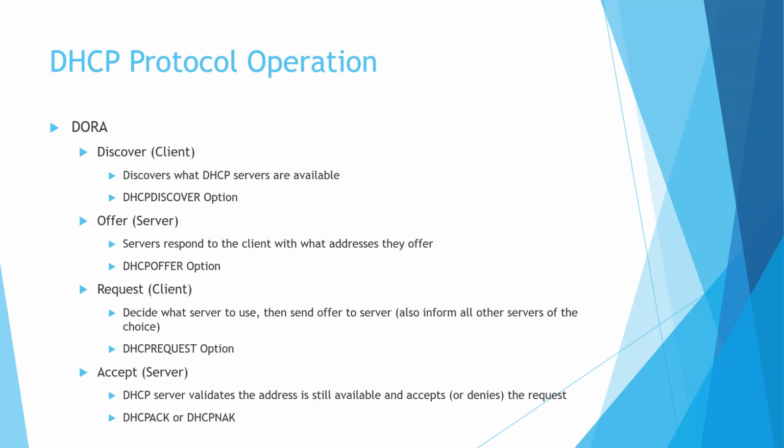And then we as a client are going to request. We're going to decide which server to use, and then we're going to send a request to the server, and we're going to inform all the other servers of that choice as well, and we're going to set the DHCP request option. And then the server, when it receives our request, is going to determine whether that's still available, make sure it's all valid, and then it's going to accept or deny that request through either a DHCP ACK or a DHCP NAK option set for option 53 in our DHCP message.